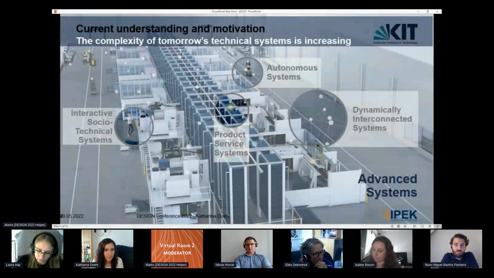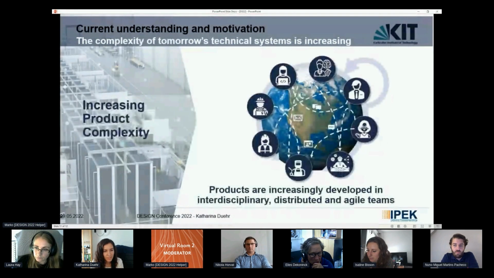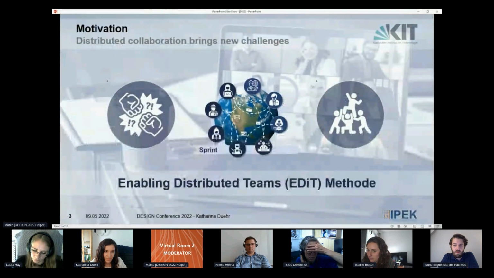In response to emergent changes caused by the ever-increasing complexity of advanced systems, represented through, for example, new product services, interactive socio-technical systems, or interactive and autonomous systems, product development teams need to aim for interdisciplinary collaboration. But these domain competencies are often not located in one place, and that is why companies are increasingly relying on distributed product development teams.